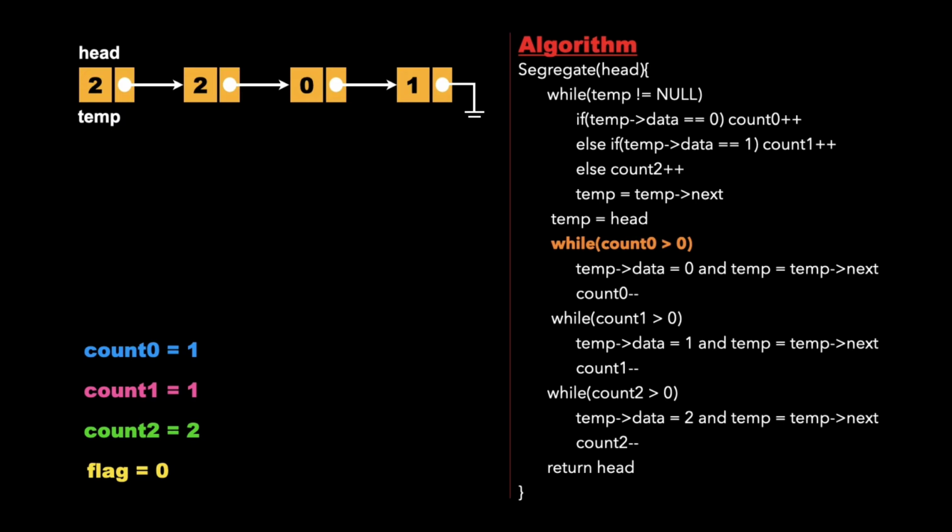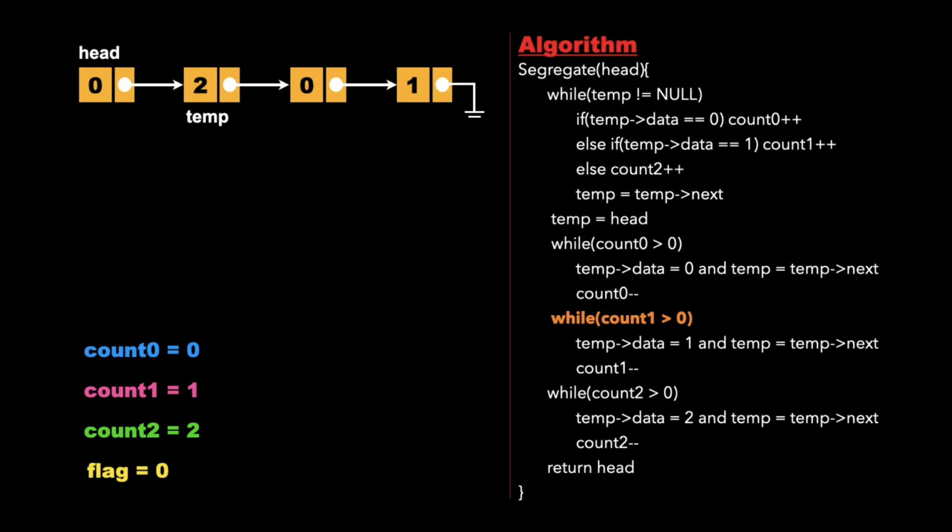Since this is true, we make temp of data as 0 and we update temp as temp of next, as well as we decrement the value of count 0. Again, we check whether count 0 is greater than 0, which is false. So we exit the while loop and we begin the second while loop where we compare the value of count 1. We check whether count 1 is greater than 0.